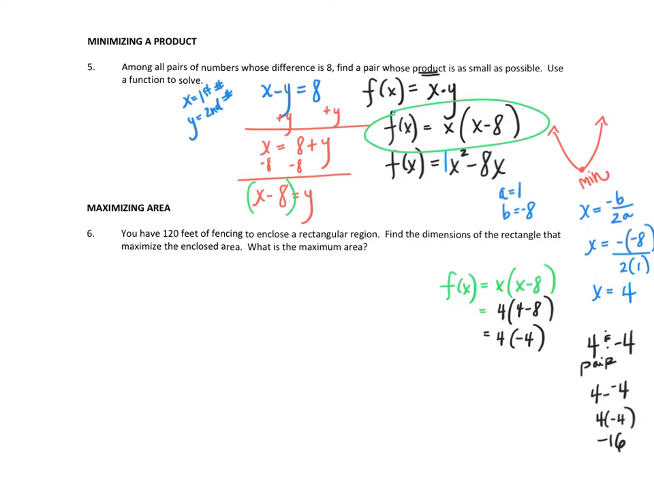It didn't say what the product has to be, but that is the pair whose product would be as small as possible. And if you were to plug that in, of course, that's your minimum value, negative 16. So it occurs at 4, negative 16.